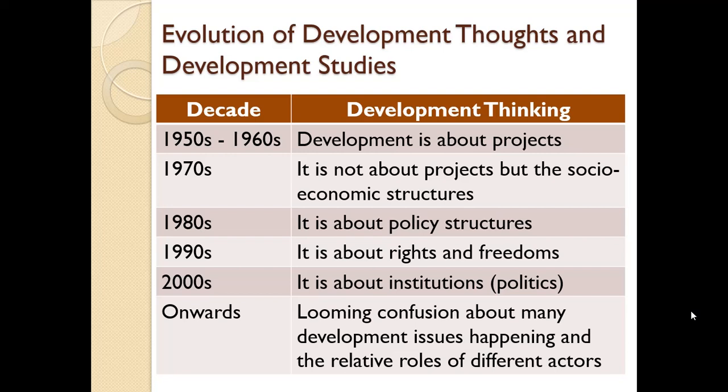And now onwards, we have the looming confusion about the many developing issues that are happening, and the relative roles of different actors on who is to do what. For instance, now we moved from the Millennium Development Goals. Now we are dealing with 17 Sustainable Development Goals. Even under those 17, each one has sub targets that need to be met to make sure that we drive towards achieving sustainable development.